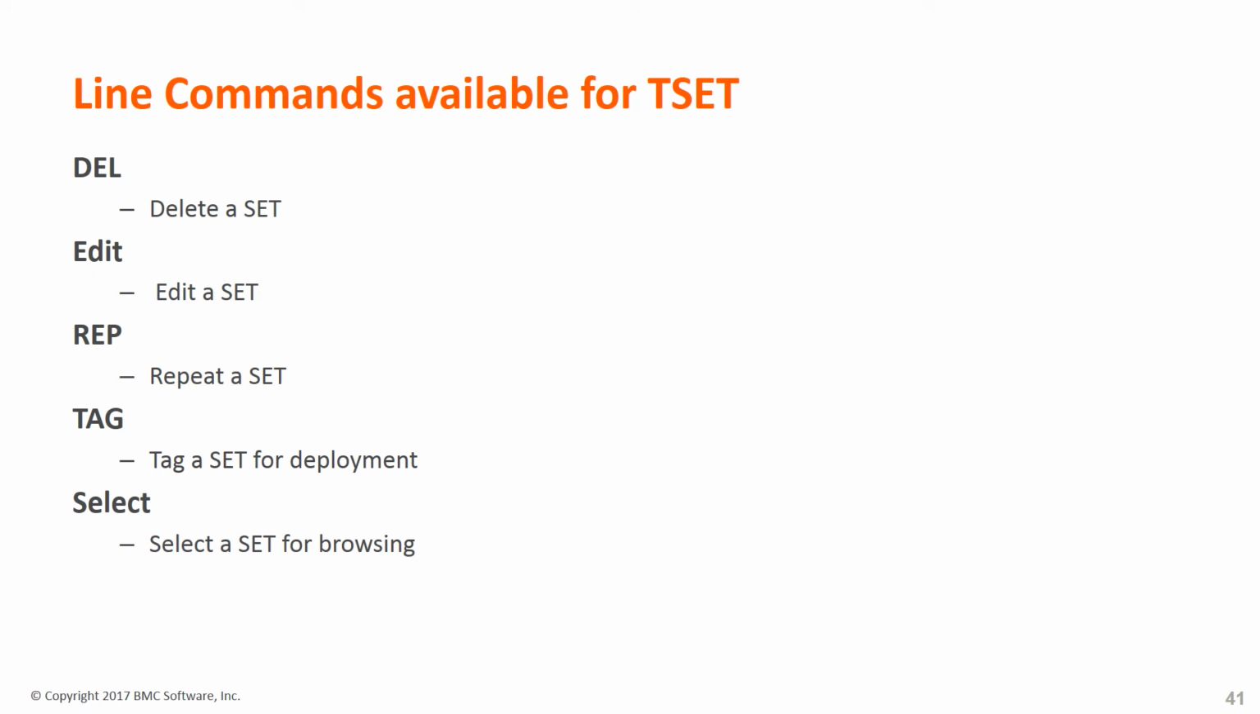The TSET view also supports several different line commands. You can delete a set using the del command. If you want to edit or modify a set, you can use the edit command. The rep command creates a copy of a set. The tag command tags a set for deployment for use with the deploy command. If you want to browse a set, you can select it with an S.